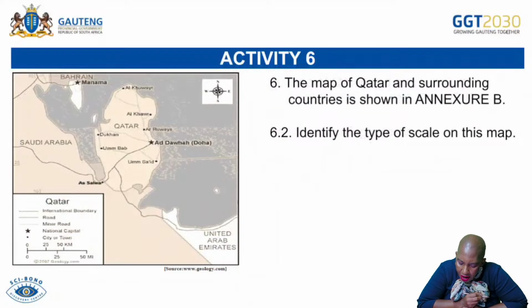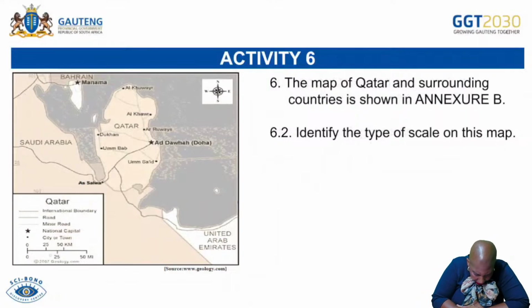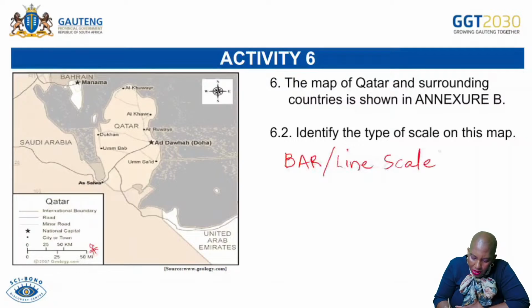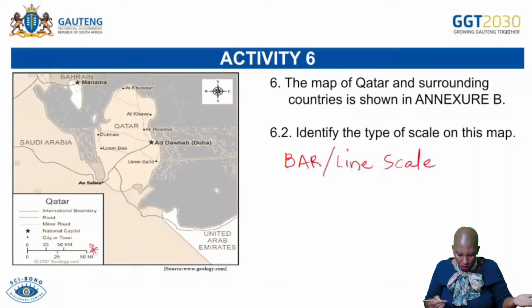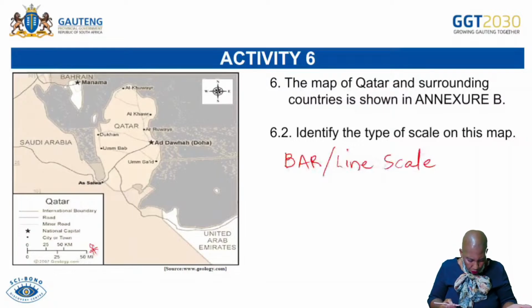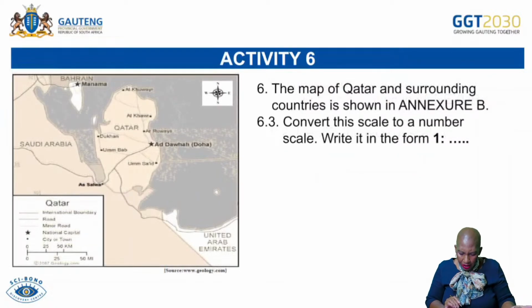Identify the type of scale on this map. Here's the scale given on the map. Here is our scale. What is this scale? It is a bar or a line scale. Boys and girls, it's very easy. I just identified and then I got the answer because I can see it's a bar scale. And then now we go to the next one.